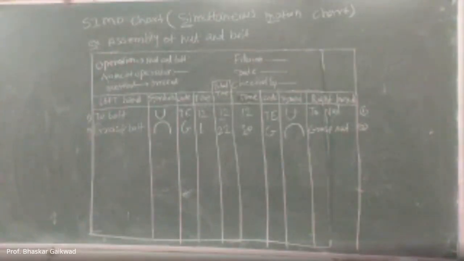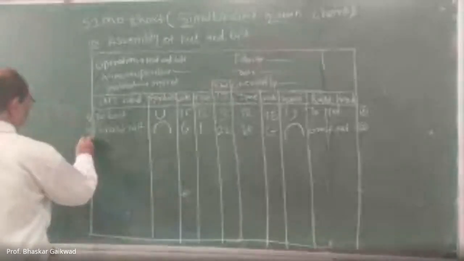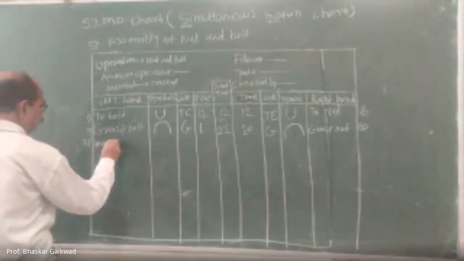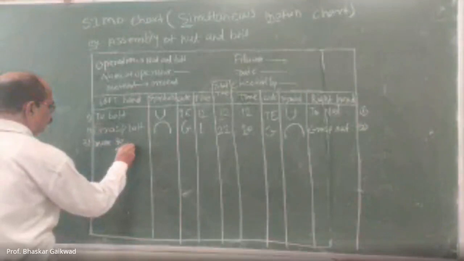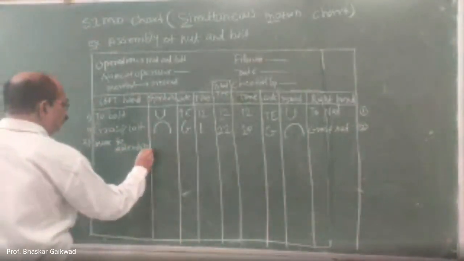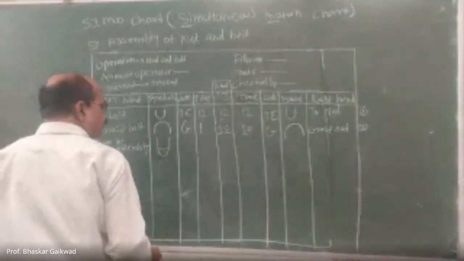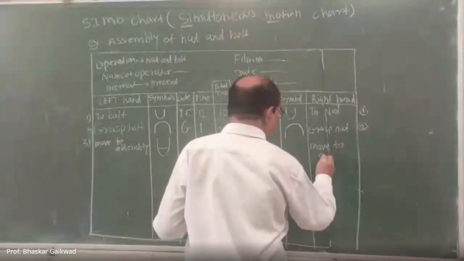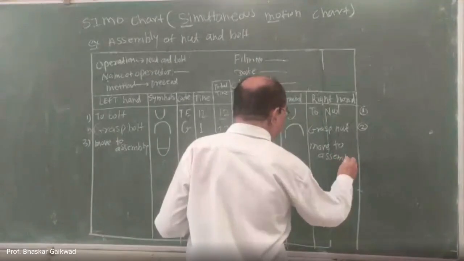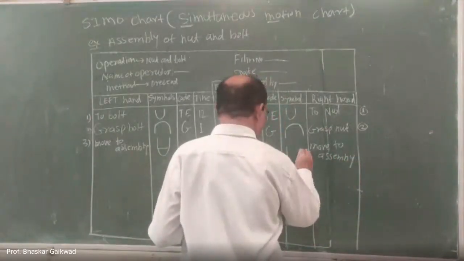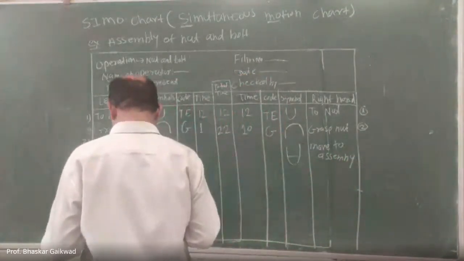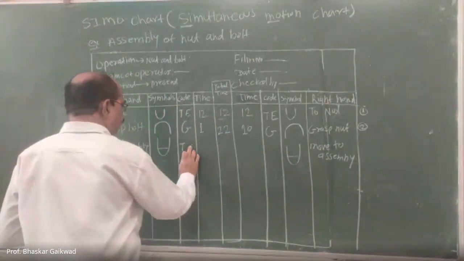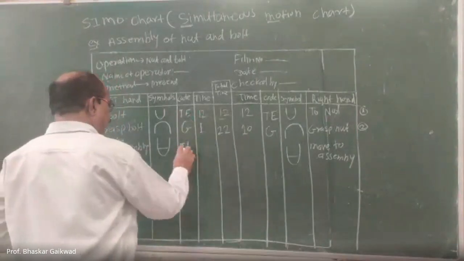So, the third is this, move to assembly. Move to assembly, like this you call it. This is what is there, and what is this? It's a TF and T. This is the loaded.